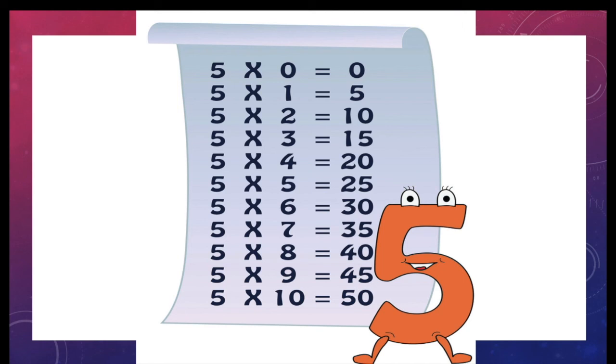Yes, children, we have seen today what is multiplication, the sign of multiplication, and the terms used in multiplication, that is multiplier, multiplicand, and product. And we have seen the properties of multiplication. At last, we have seen tables, that is the 2 table, 3 table, and 5 table. Keep practicing the tables at home.